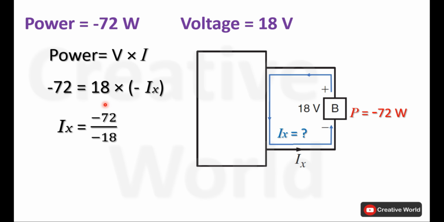Solving this equation, this minus Ix is multiplied with 18, and minus 18 is divided on both sides to calculate the value of Ix. And the value of Ix is 4 ampere.